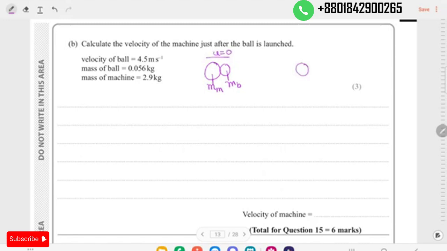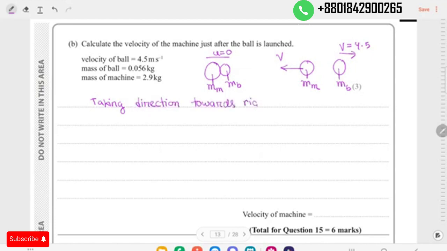After collision, the machine started to move in this direction with a velocity of v, whatever it is, and the ball started to move in this direction with a velocity of 4.5. Now I'm going to consider the direction towards right as positive, so I'll write that, taking direction towards right as positive.